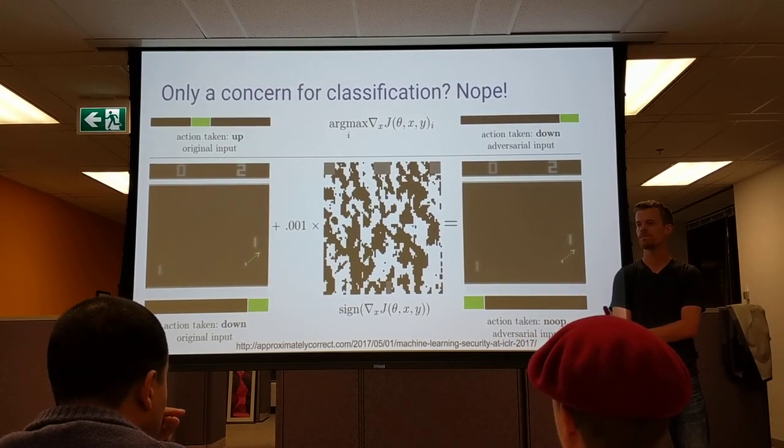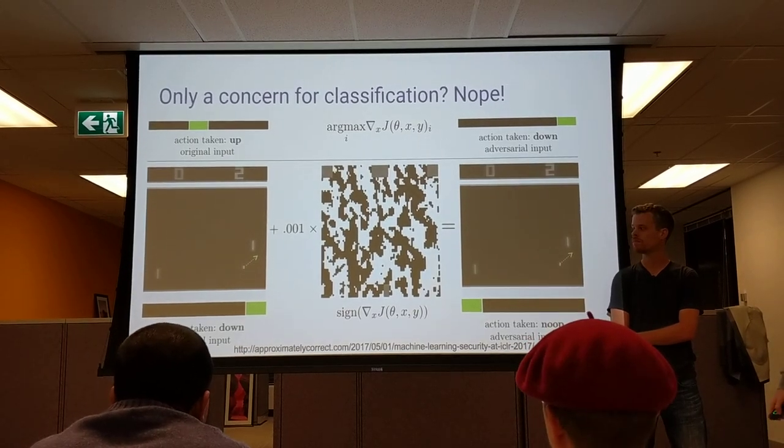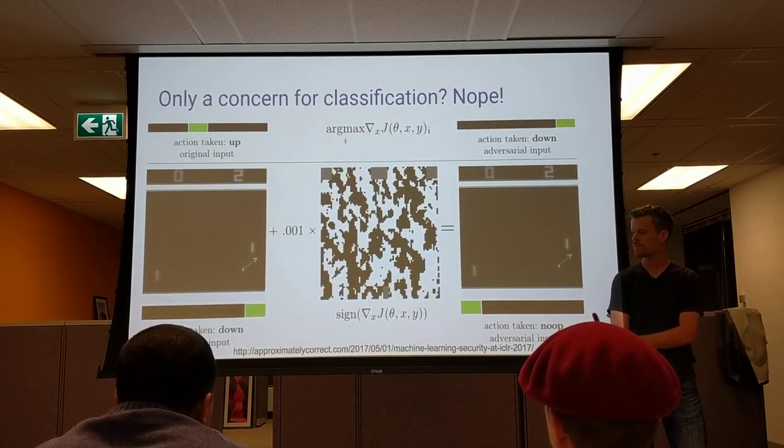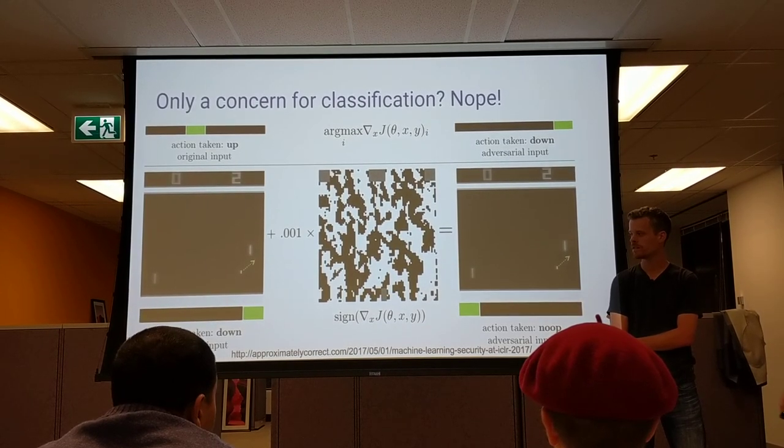If you go back one, Jay, is that Jacobian? Like, what is that noise right there? Yeah, that's the derivative. Okay. So, yeah. It's the gradient.